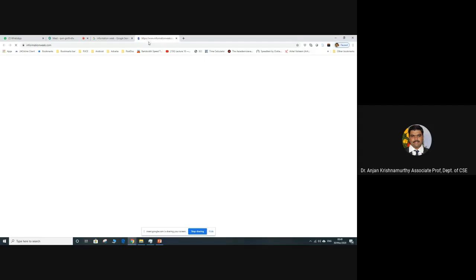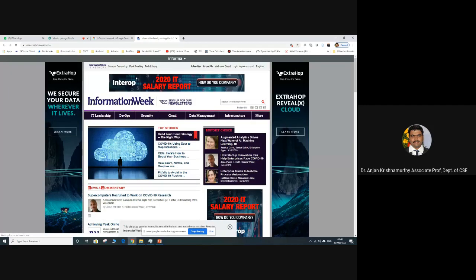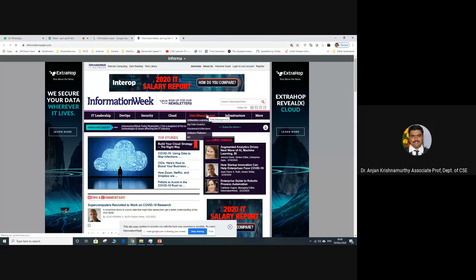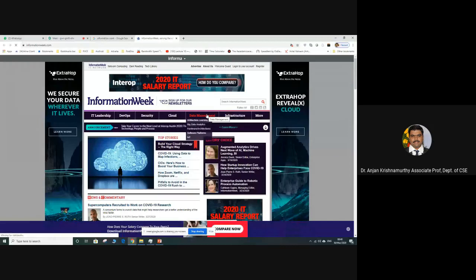Earlier, 10 years back, we used to get magazines. Now this entire magazine is an online magazine, right? You can go there and study anything about the latest trends which are happening. Under data management, you have got AI and machine learning, big data analytics, hardware architectures, software platforms, and IoT. So just go to big data analytics here.